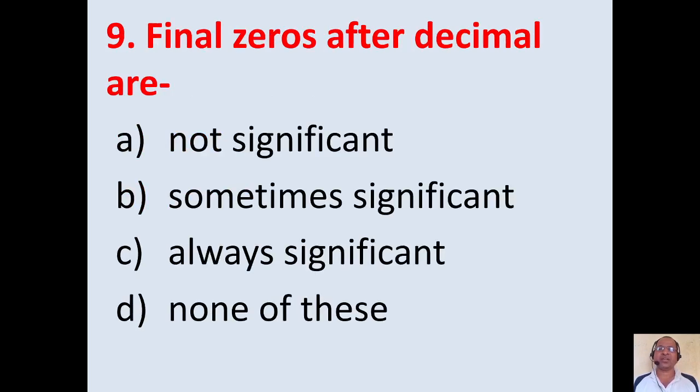Final zeros after decimal. We have seen that terminal zeros with decimal are always significant. So option C is correct here.